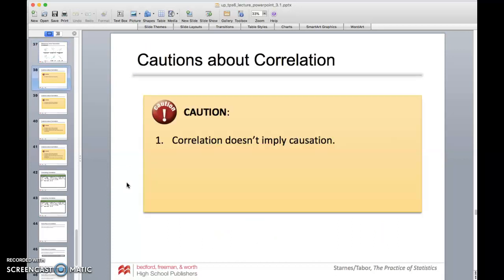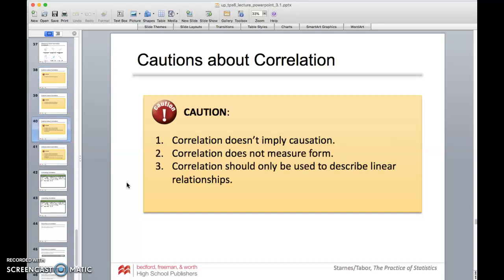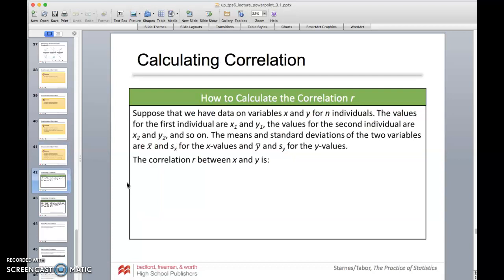Now again, correlation does not mean that one variable causes the other to happen, and that's where people mislead you in statistics. It just means that there's a relationship, an association. It doesn't necessarily mean one causes the other. It doesn't measure the form, and it should only be used to describe linear relationships. Now correlation is not a resistant measure of strength. It's very easily influenced by outliers.